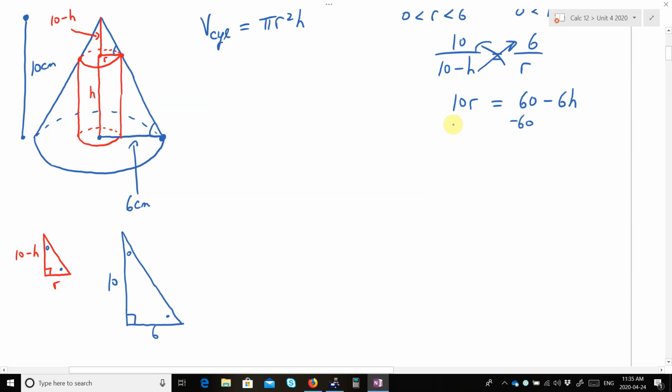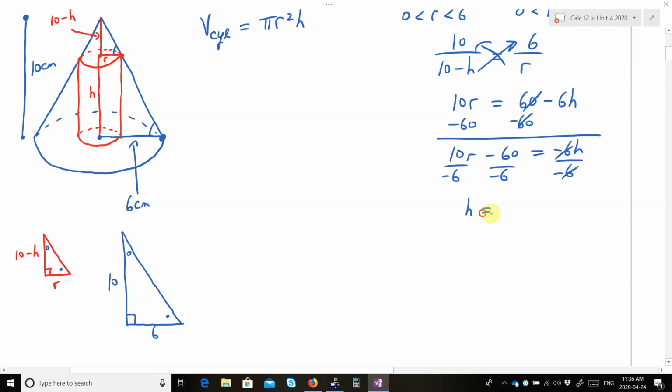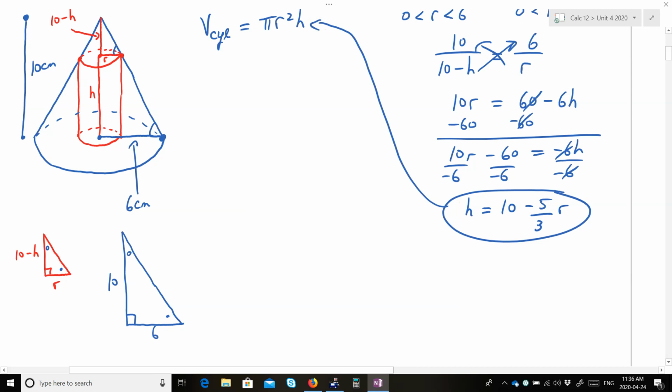I'm going to subtract 60 from both sides, and I'm going to go 10r minus 60 is equal to negative 6h. And then I'm going to divide everything by negative 6. The h is now by itself. Negative 60 divided by negative 6 is positive 10. And 10 over negative 6 in lowest terms is negative 5/3 times r. And that's what we can use to go and plug into our main equation here.